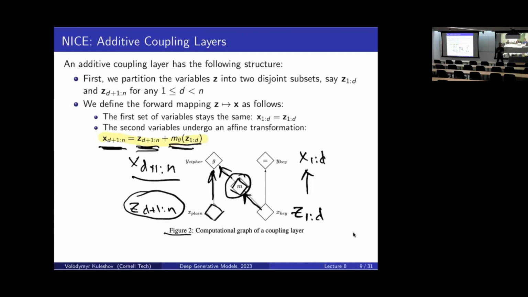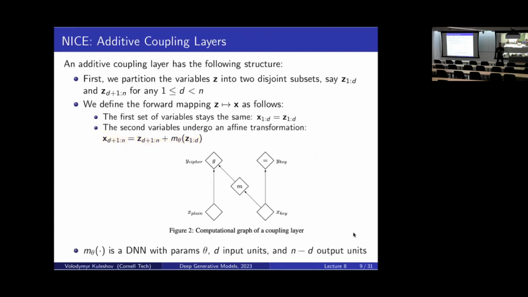Okay. So that's how we define this. And again, this m sub theta can be just any neural network, and it has the input units because it takes as input the first d components of z, and then its output has n minus d components because it has to have the same shape as this vector.